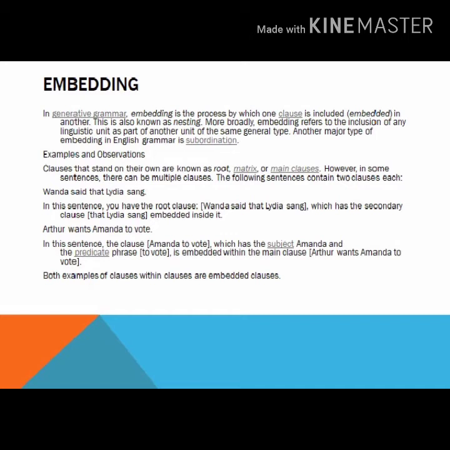Another major type of embedding in English grammar is subordination. In example, clauses that stand on their own are known as root, matrix, or main clauses. However, in some sentences, there can be multiple clauses. The following sentences contain two clauses each.